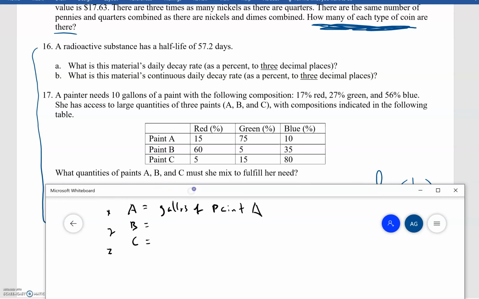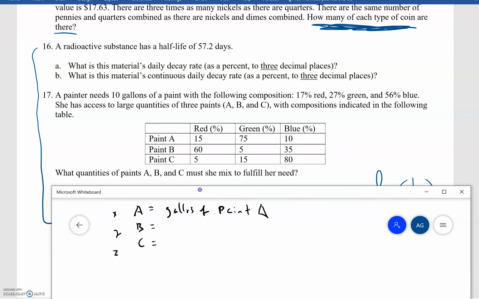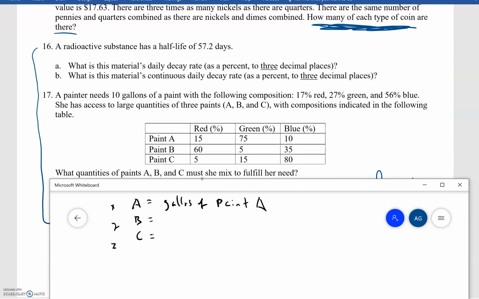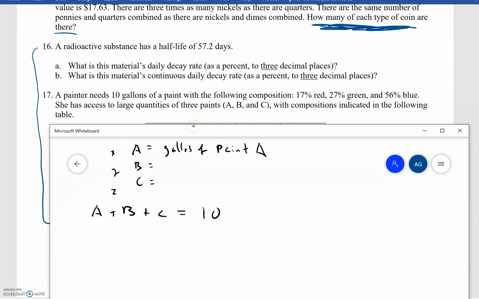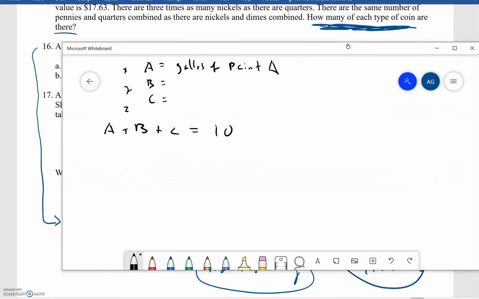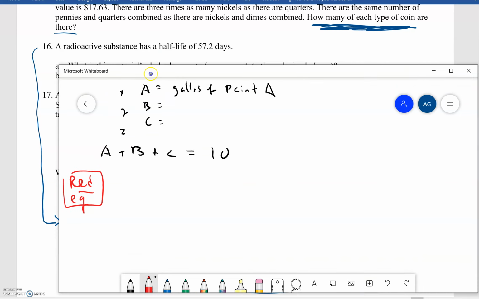Now, can I write a simple total amount equation? Yes, I can. I need 10 gallons, so I know that A plus B plus C is going to equal 10. That's the easiest equation to write. Now I can write pure color equations. So I can write a red equation.